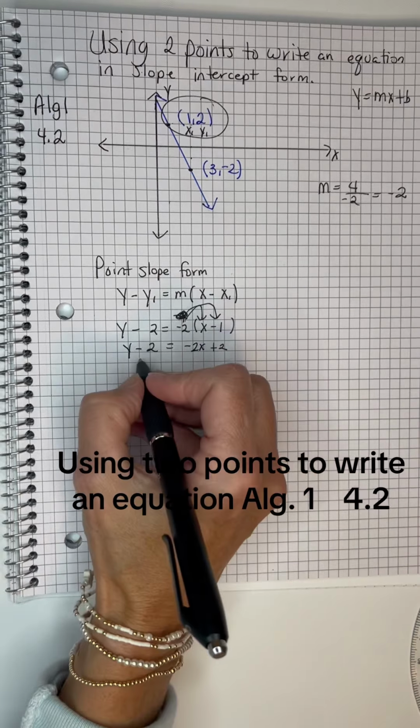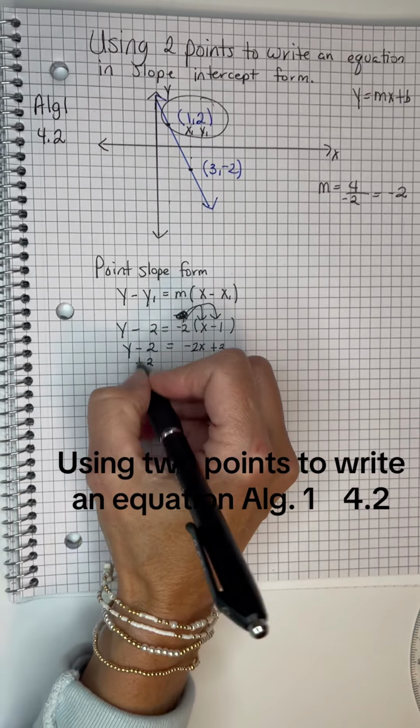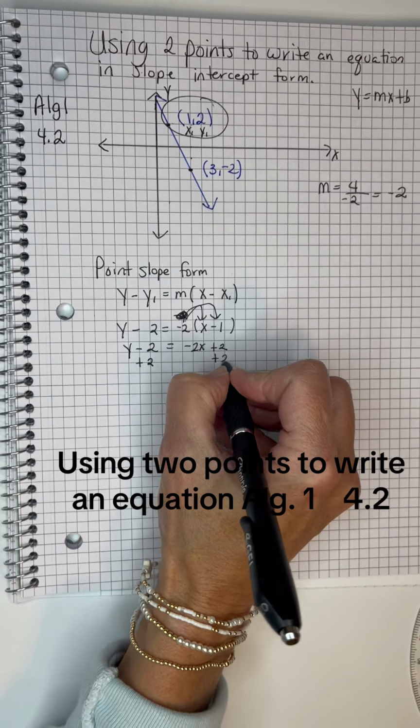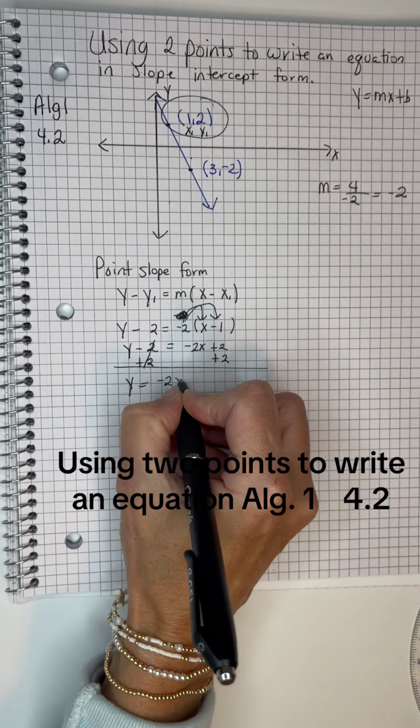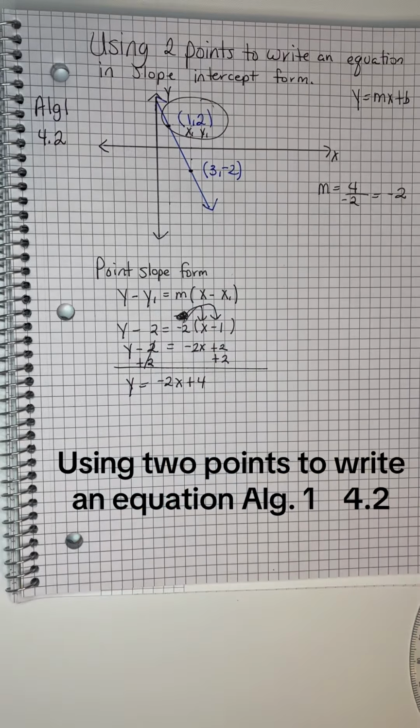Then, to get the y alone, add 2 to the left side of the equation and to the right side of the equation. So you're left with y equals -2x plus 4. And that's it.